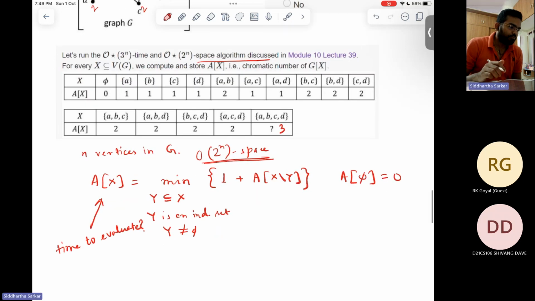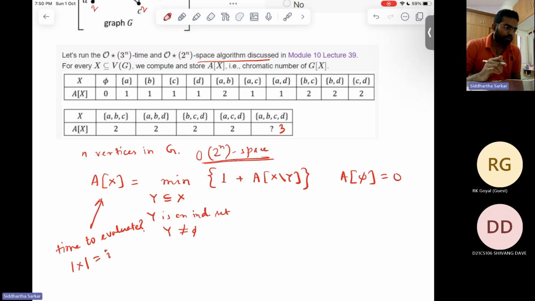So let us say x has i vertices at some point. So we are looking at some intermediate x. The total number of vertices is n, so mod x can go from 0 to n. So we are looking at some i. So mod x is some i. All right.